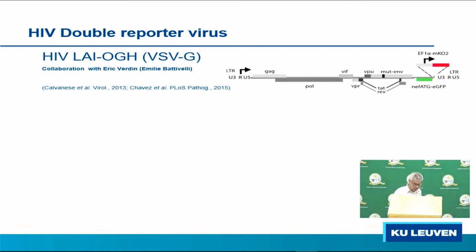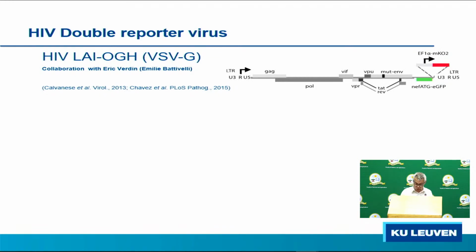For that, we did use this double reporter virus made by Eric Verdin. It's an HIV virus which has 2 reporter proteins. The red protein, MKO2, is driven by a housekeeping promoter. So it means that if you infect the cells, all cells will produce the red protein. So all infected cells will be red. The green fluorescent protein, shown there on the bottom, is actually driven by the LTR of HIV. It means that if the LTR is active in a productive cell, the green protein will be produced. If the virus is silent, latent, there will be no green protein.